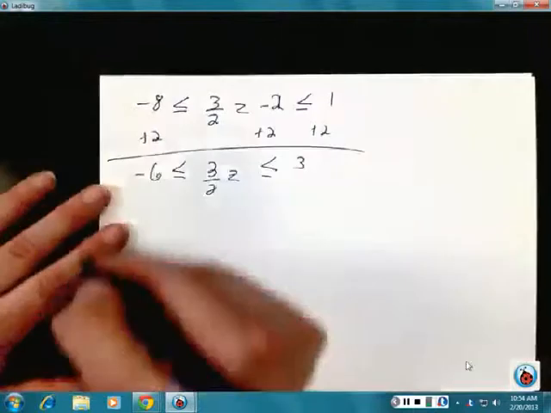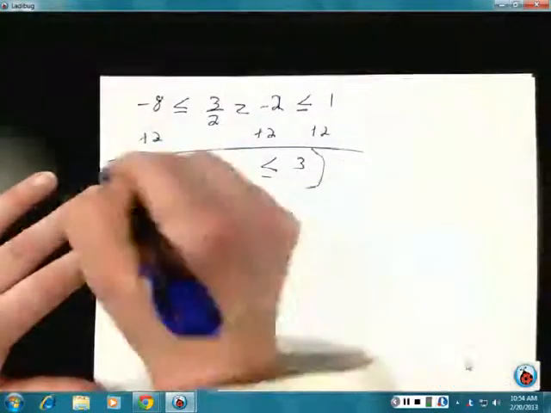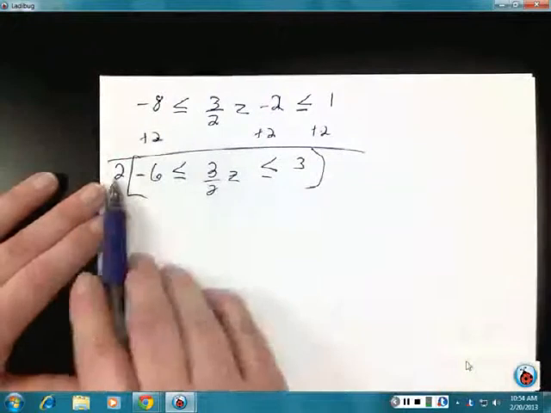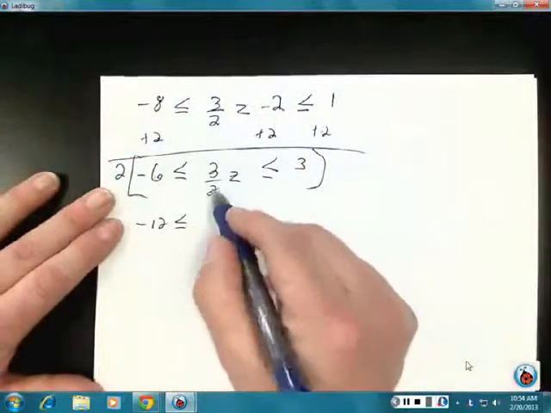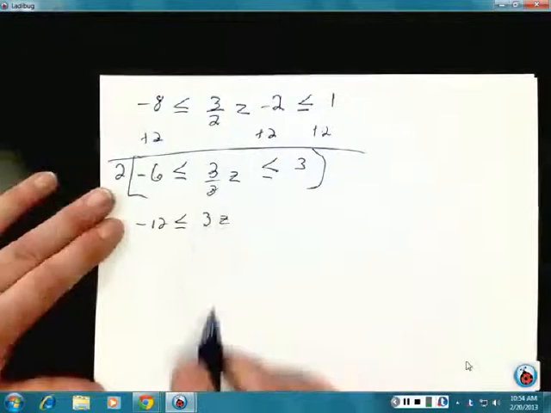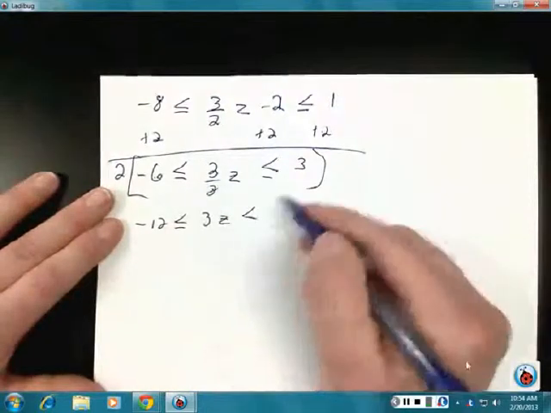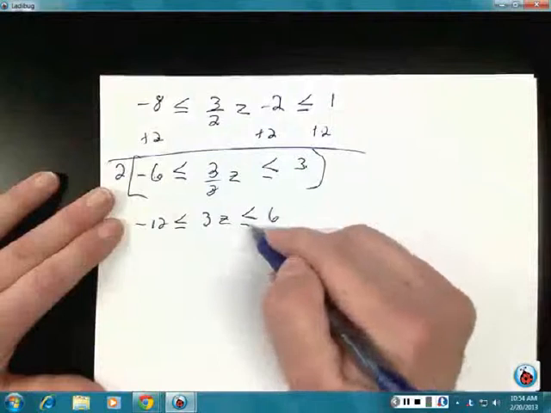Yes. Everybody. Don't forget somebody in here or it will make your answer wrong. 2 times negative 6. 2 times this leaves me with 3z because the 2's cancel. And finally, 3 times 2 is 6.